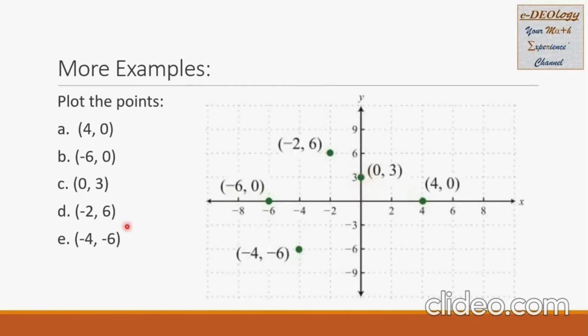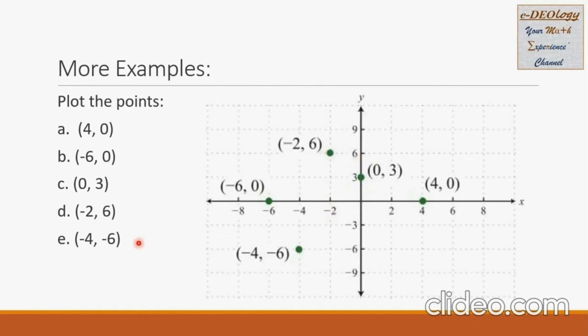The next point is (-2, 6). Let's start with the negative 2. It means from the origin, we go 2 units to the left. This is the negative 2. And then the y-coordinate is positive 6. From the origin, we go 6 units upward. And then we take the intersection of the negative 2 from the x and the positive 6 from the y. And here is the point.